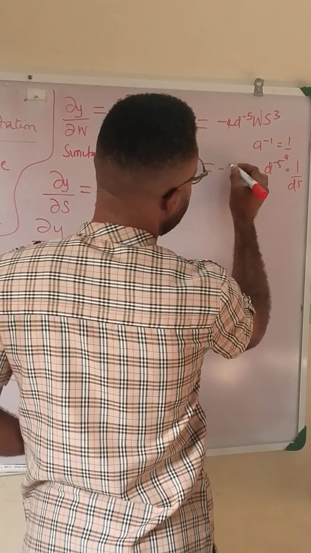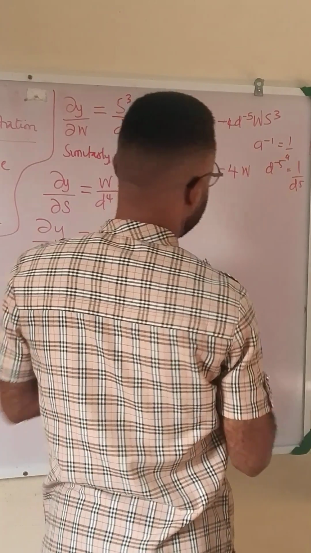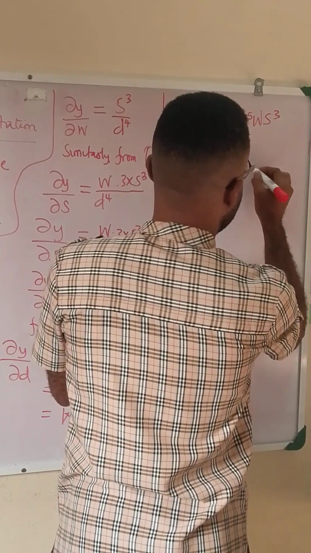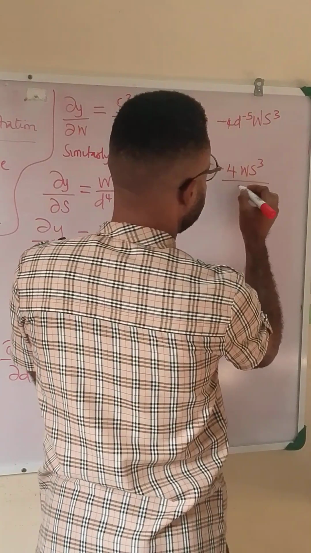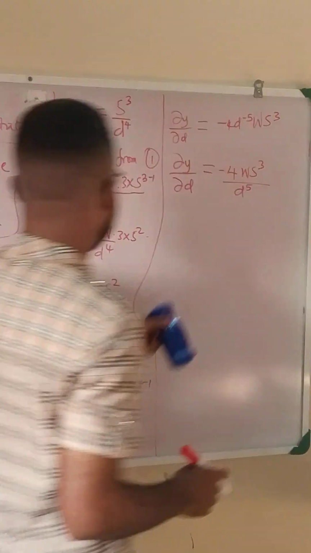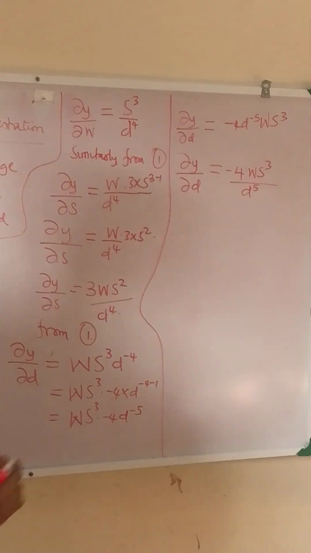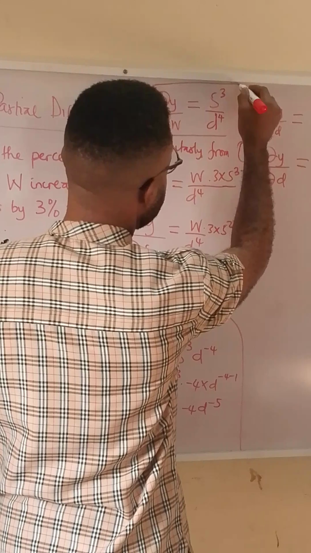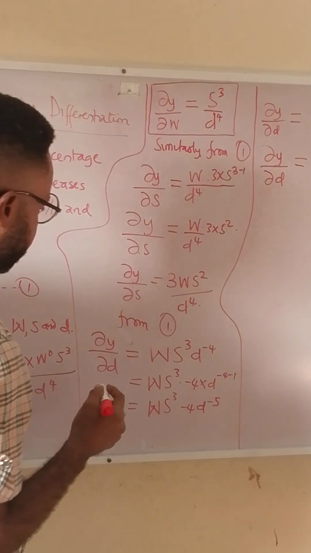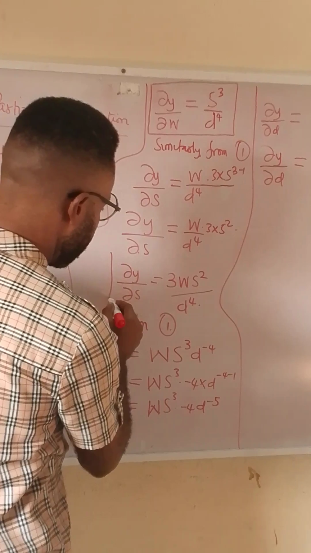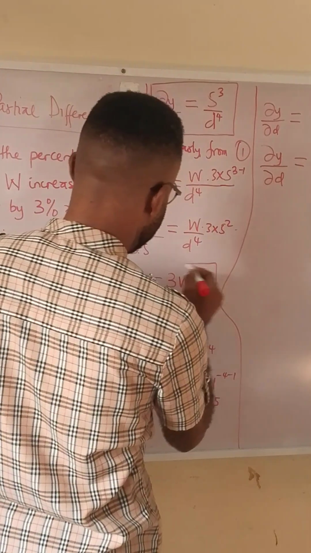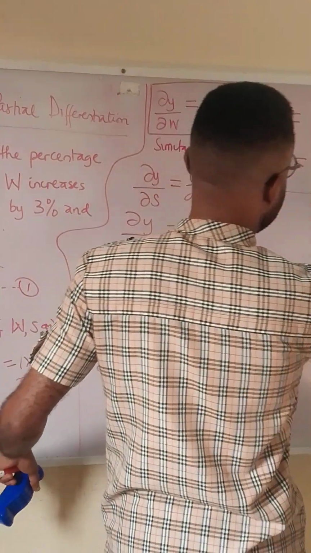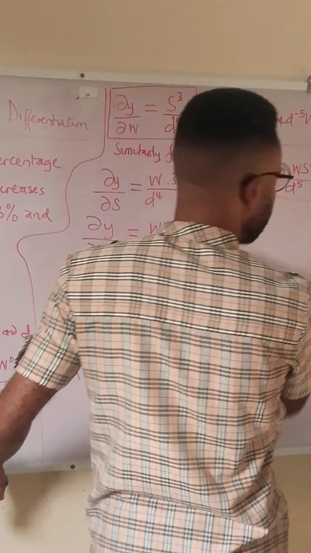So we are going to have minus 4 w cubed all over d raised to power 5. So now we've gotten the partial derivative of y with respect to w to be this answer. We've gotten the partial derivative of y with respect to s to be this answer. We've gotten the partial derivative of y with respect to d to be this answer.